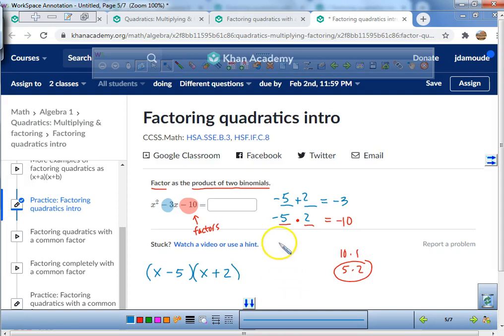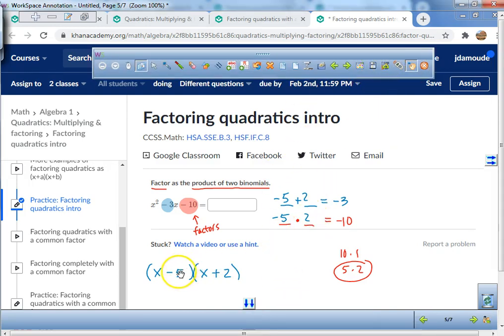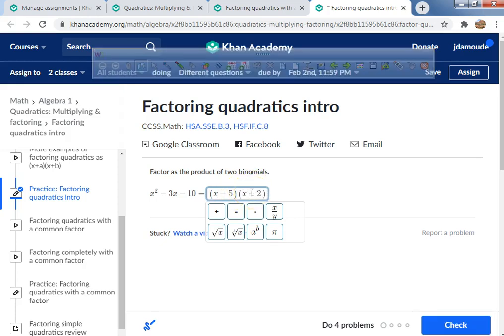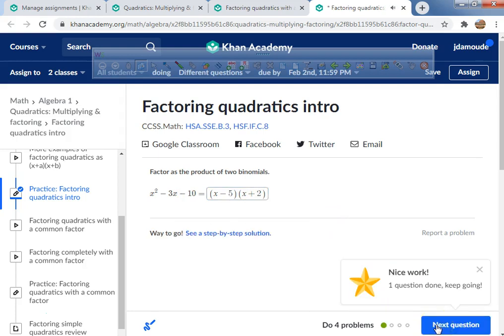After you do this, here's how you check it. You ask yourself, what's -5 plus 2? -3. What's -5 times 2? -10. And that proves to yourself that you got the answer correct. Wow, that was fast. So we just put open parentheses, x minus 5, and then open parentheses, x plus 2. Then check it one more time: that plus that's -3, that times that's -10. And voila, we are done.